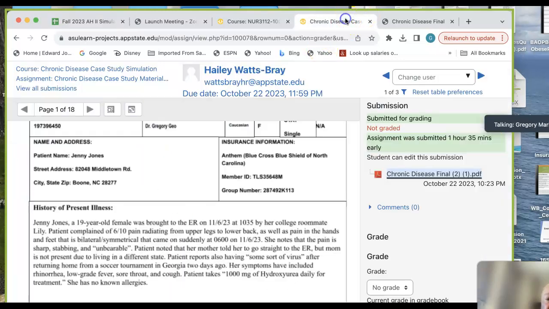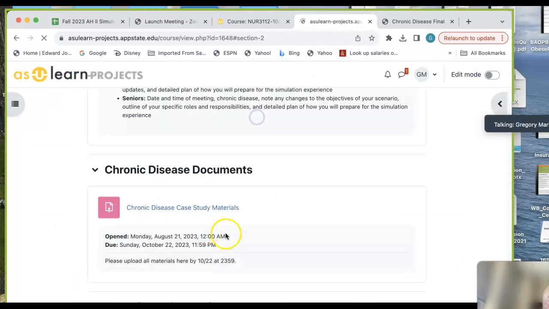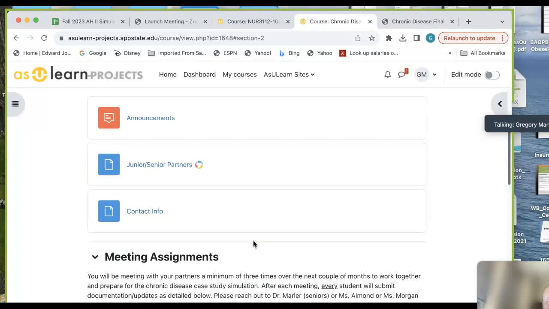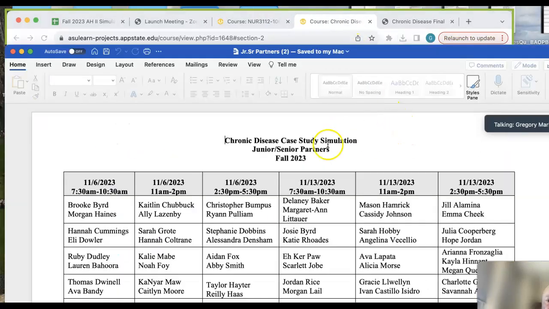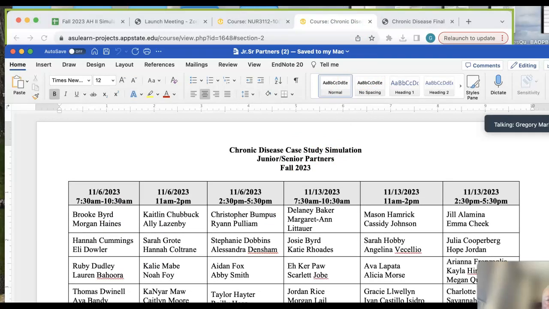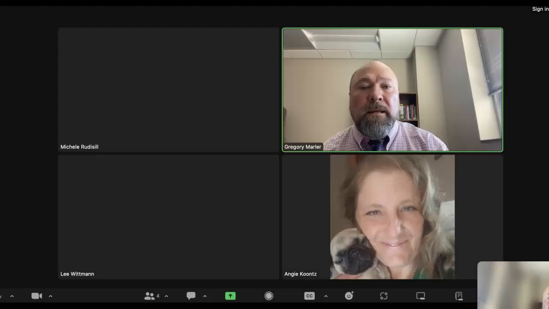What they do have this year, though, is this junior senior partner list. And you may not be able to see that. Can you see a Word document that popped up or no? Yes, we can see the Word document. Okay, good. That has the junior senior partners in there. Well, we see that it's there. Okay, yeah, but it's there.